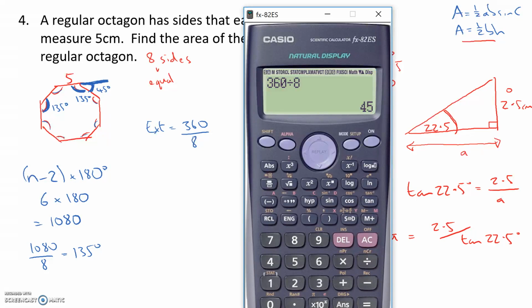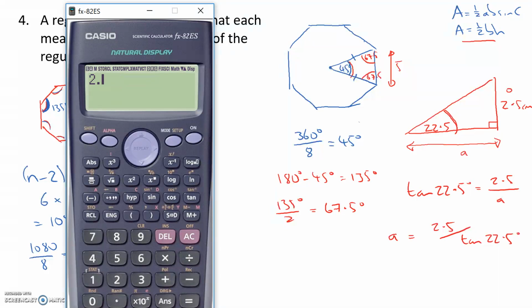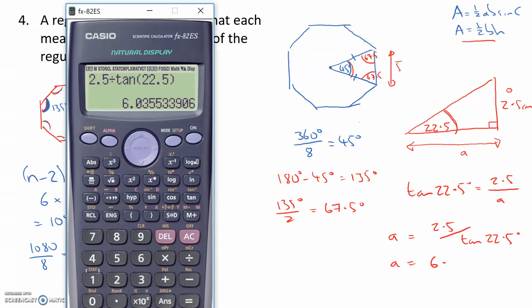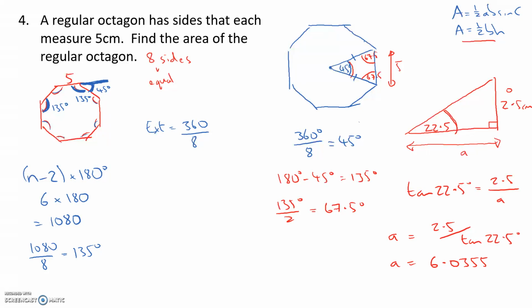Okay, so let's do that. We want 2.5 divided by tan 22.5. That gives me 6.0355. Now I'll write it down to those 4 decimal places. So A equals 6.0355 centimetres. So now we know this is 6-ish. So what can we do now?